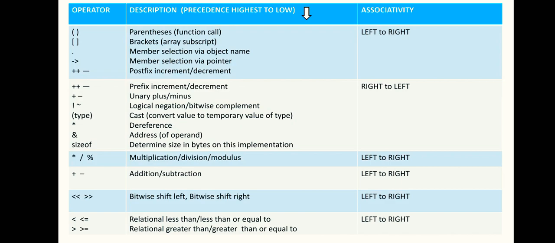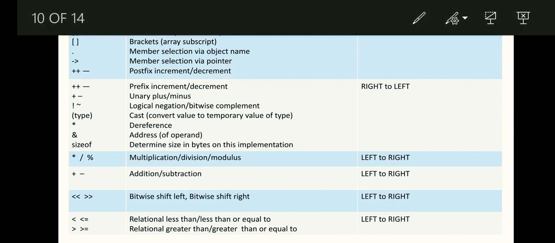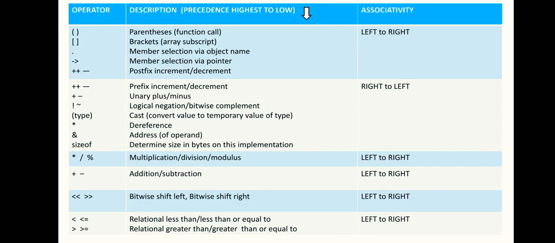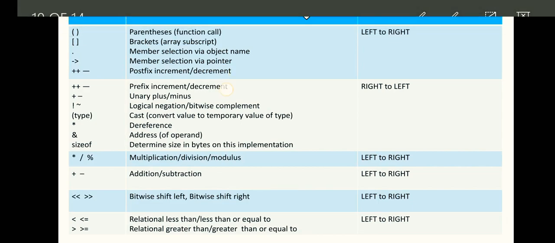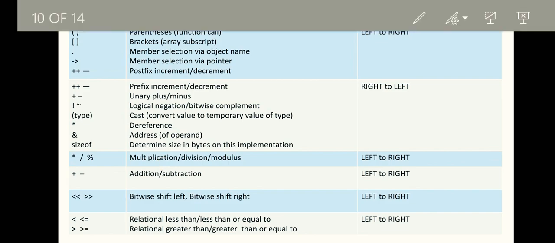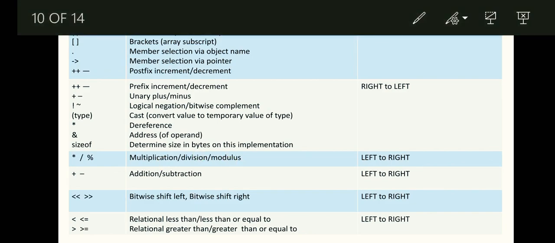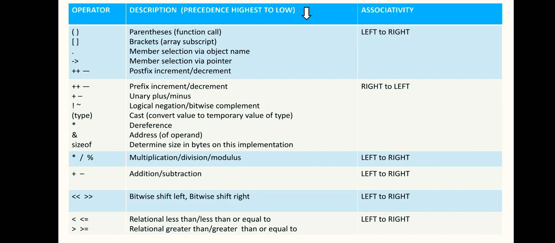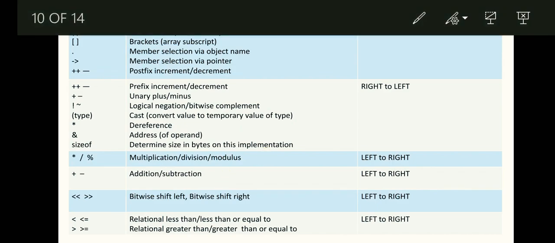One important point to note is this: postfix increment and decrement have higher precedence than prefix increment and decrement. So if we have postfix and prefix in the same expression, we first evaluate the postfix and then the prefix, and unary minus or plus, logical negation, cast, dereference, address of, and the sizeof operator. And we can see that multiplication, division, and modulus operators all come in the same group, and addition or subtraction operators. One important point to note here is that addition or subtraction has lower precedence than multiplication operators.